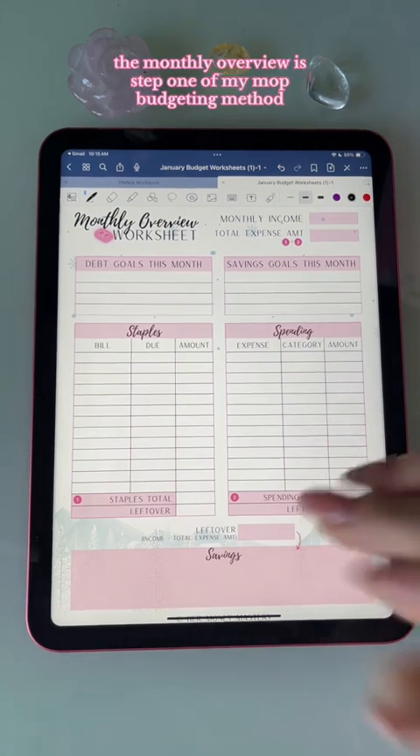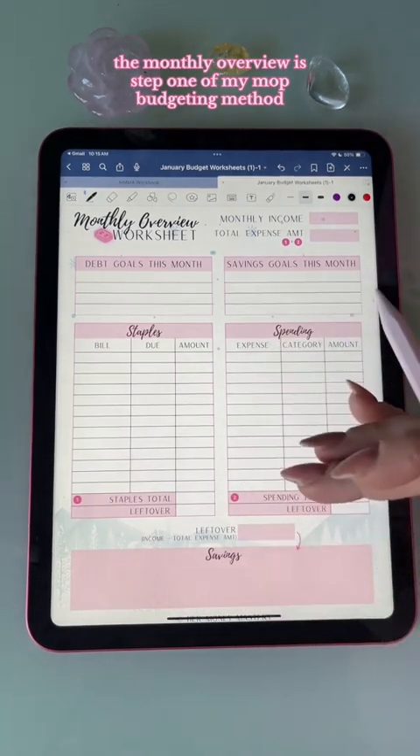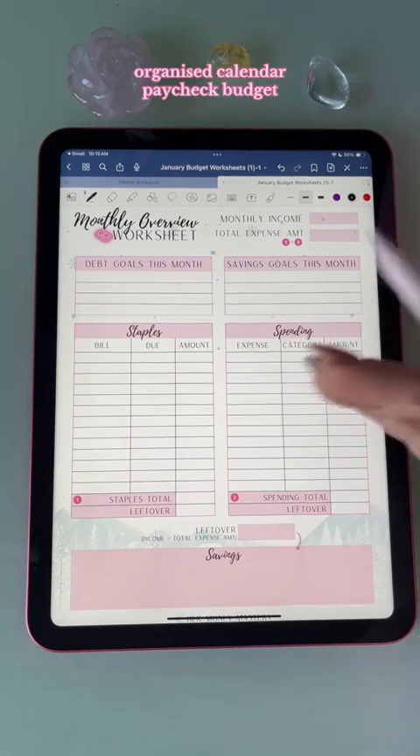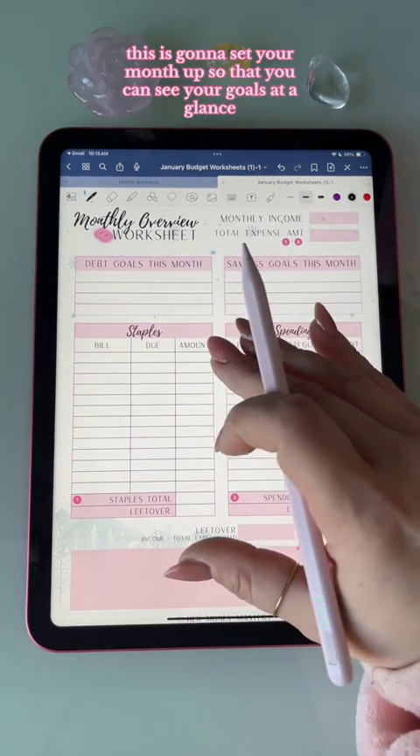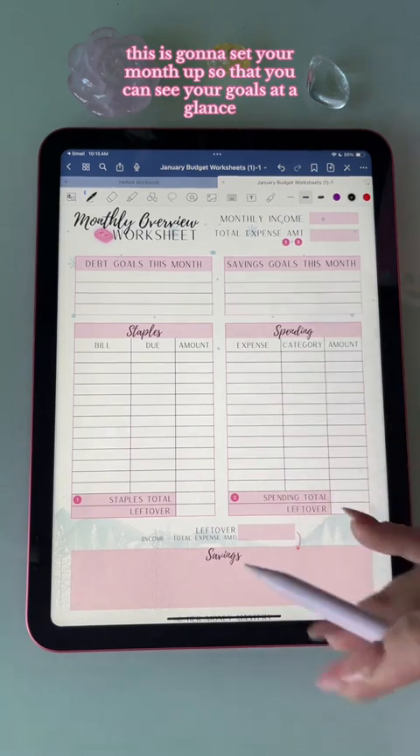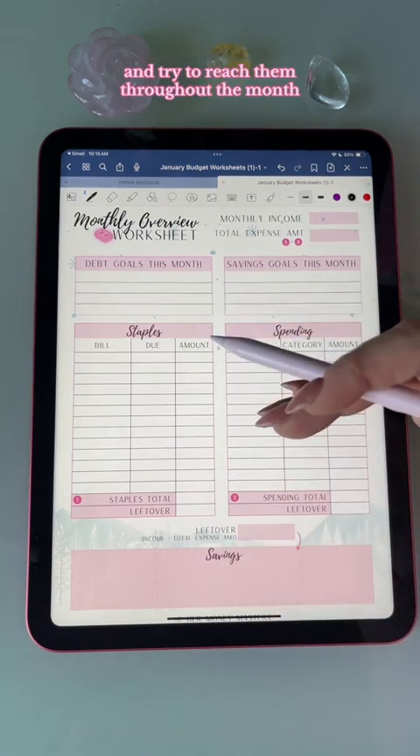The monthly overview is step 1 of my MOP budgeting method, which is monthly overview, organized calendar, paycheck budget. This is going to set your month up so that you can see your goals at a glance and you can stay connected to those goals and try to reach them throughout the month.